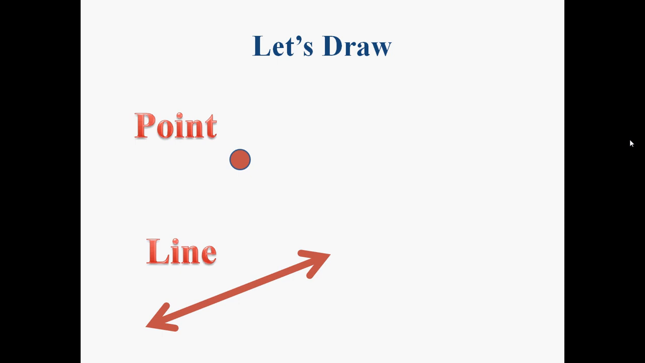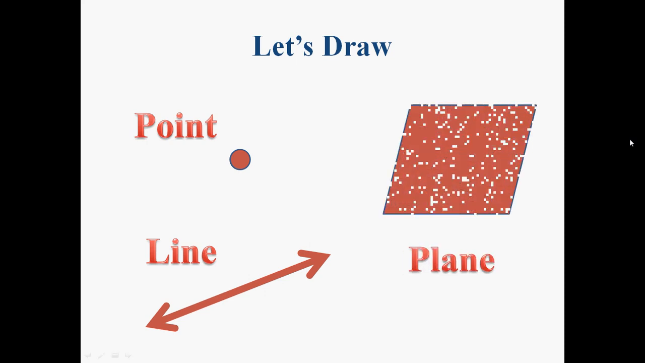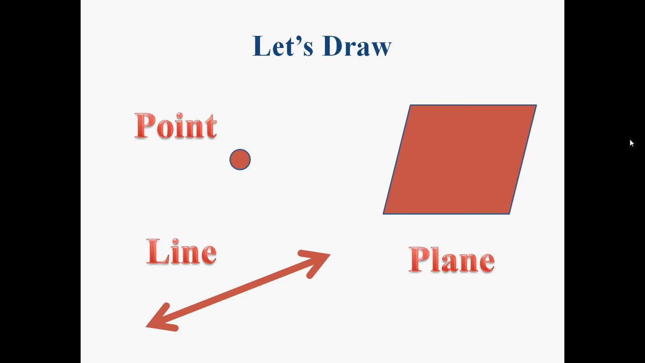A plane we usually draw as some type of parallelogram. But we know that it would continue on, both across and up and down. It has no thickness, so it would be like a sheet of paper that never ended.